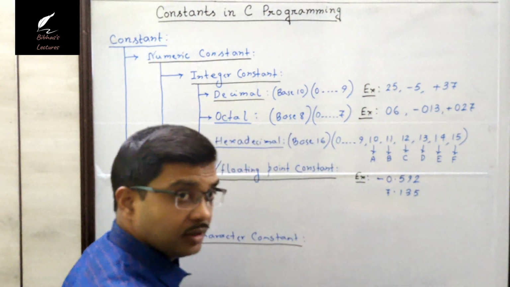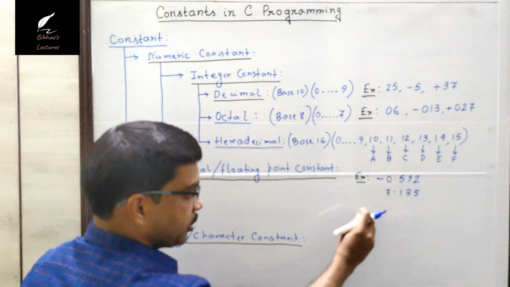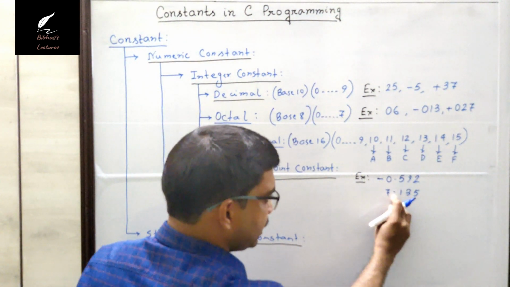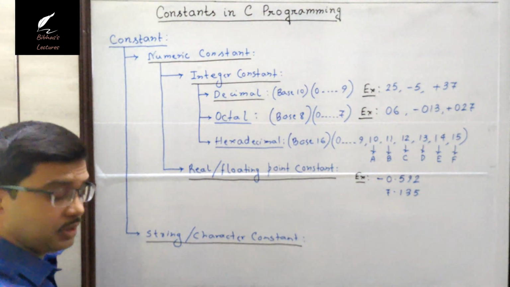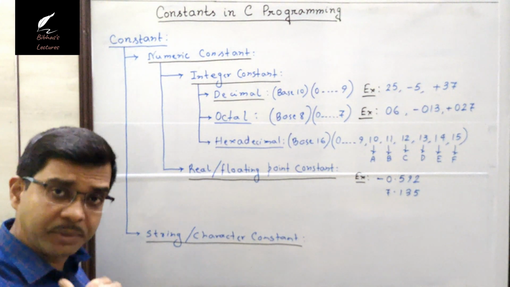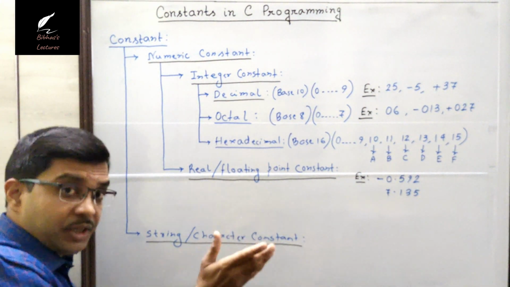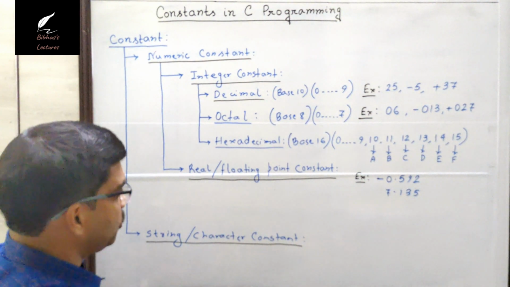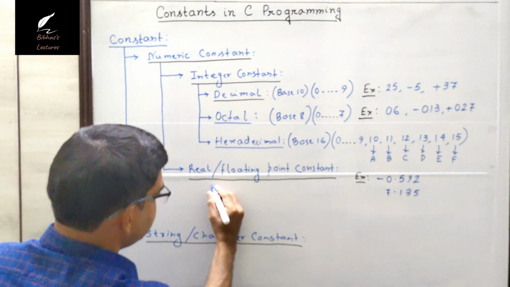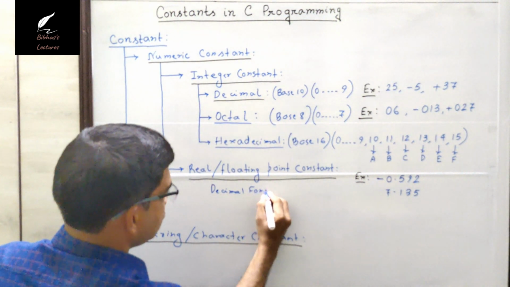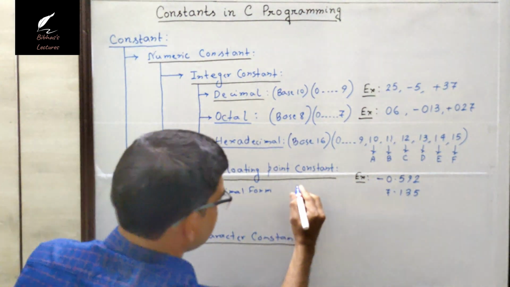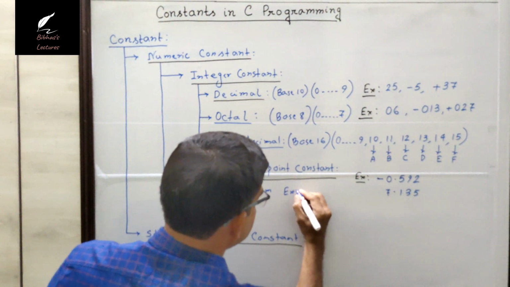So this is another real number or floating point number. This is the integer part, this is the decimal point, and this is the fractional part. Okay, so this is another real number. Now the real number can be represented with two different forms. The number one is decimal form, and the second one is exponential form.